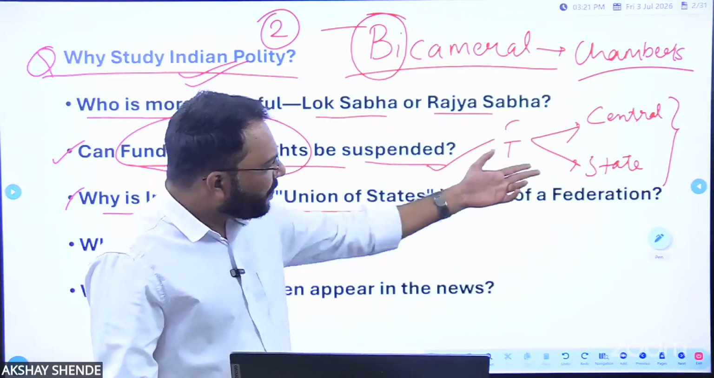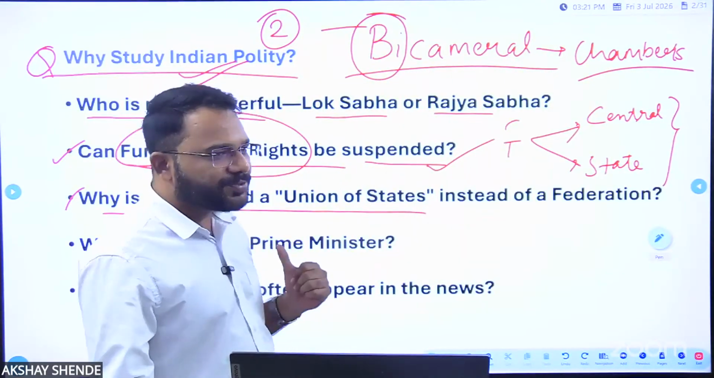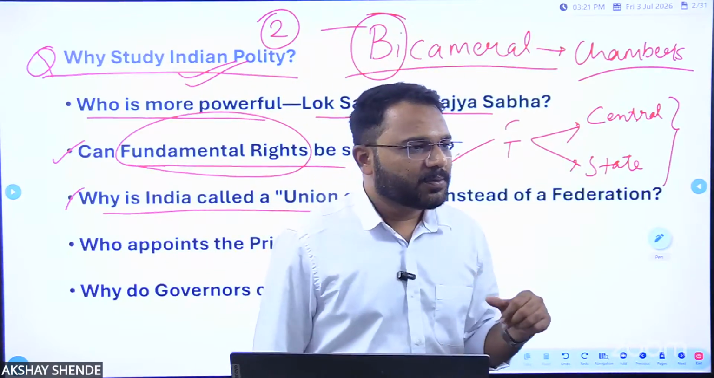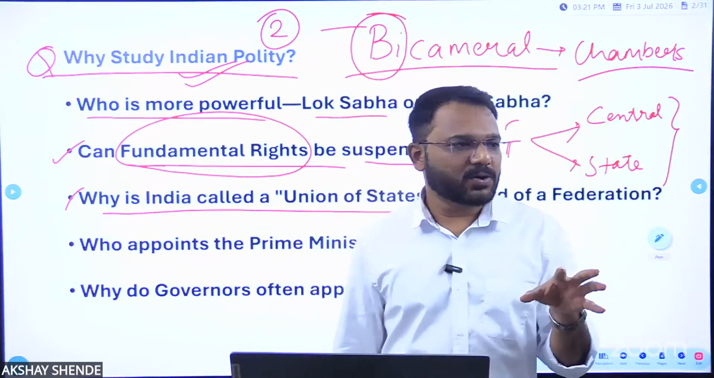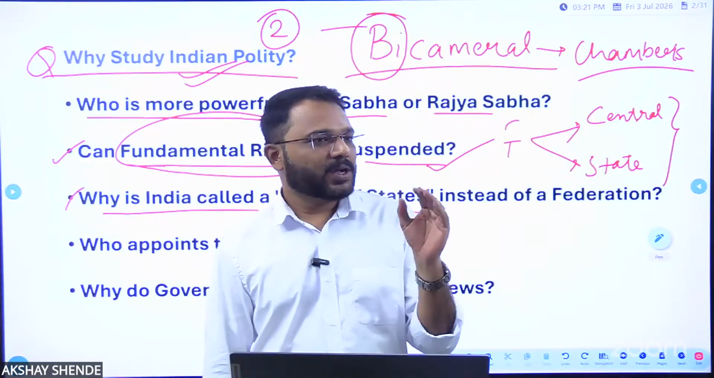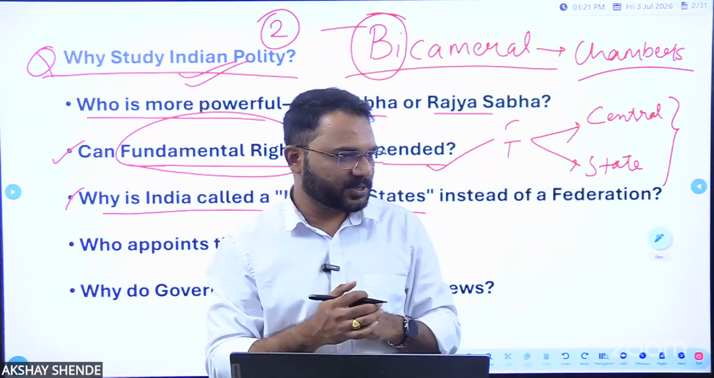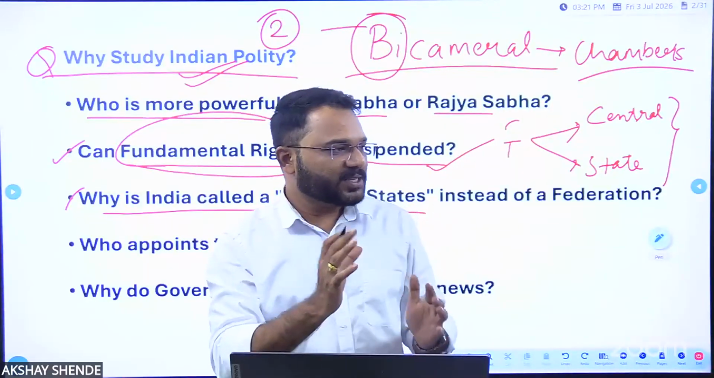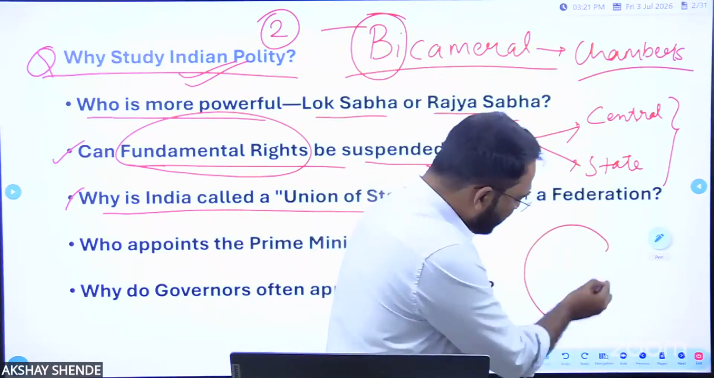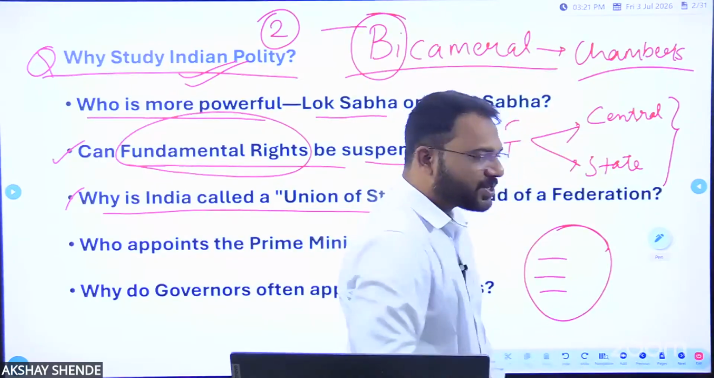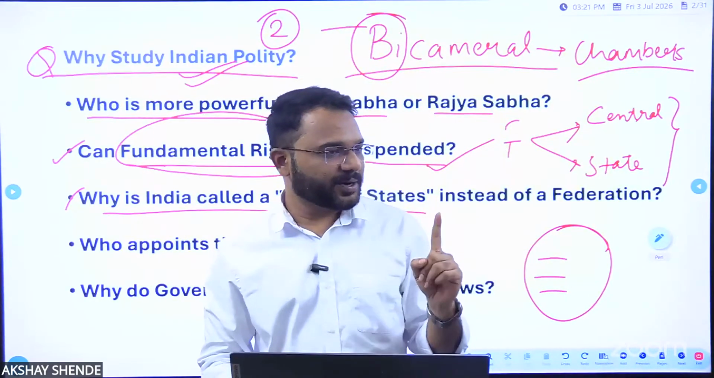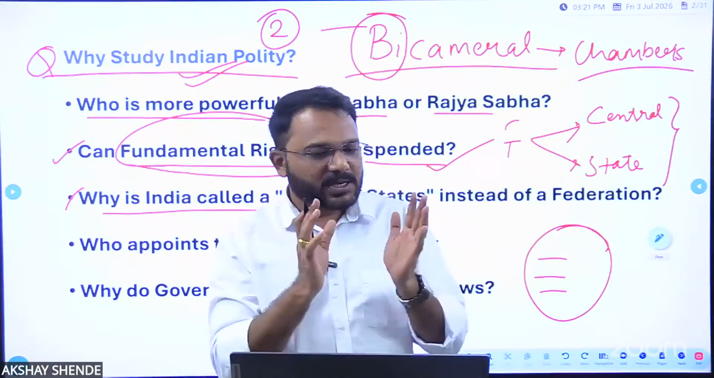So this is a federation, but India is known as a union of states. Why? Because our Indian constitution is not based on an agreement with the states. Our India is a union, a single constituent body, a single land mass which constitutes a single country. There is no agreement between states.